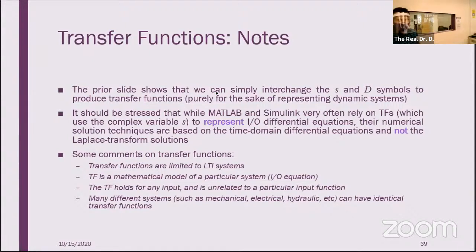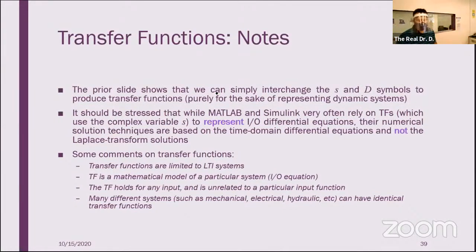The transfer function holds for any input and is unrelated to a particular input function. So it doesn't matter if I have a sine wave, a ramp, a step, an impulse, whatever I happen to have, the transfer function doesn't care. The transfer function does not depend on what my input is. It only depends on the system as a whole.